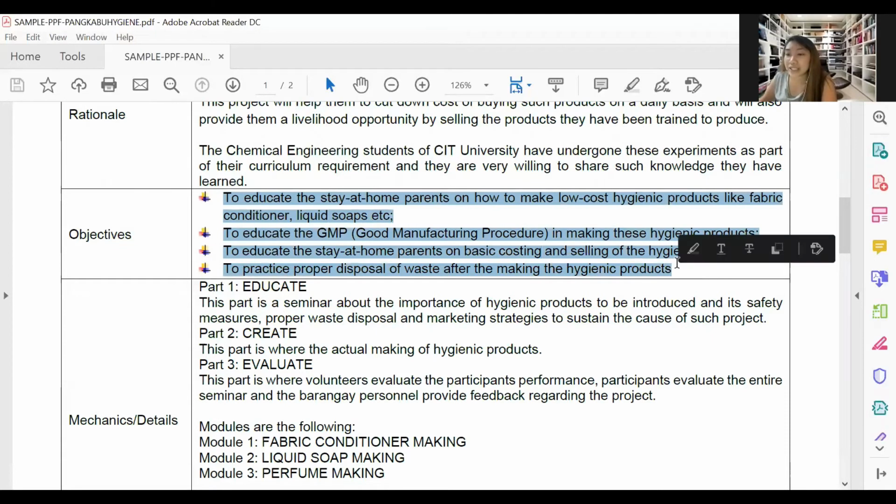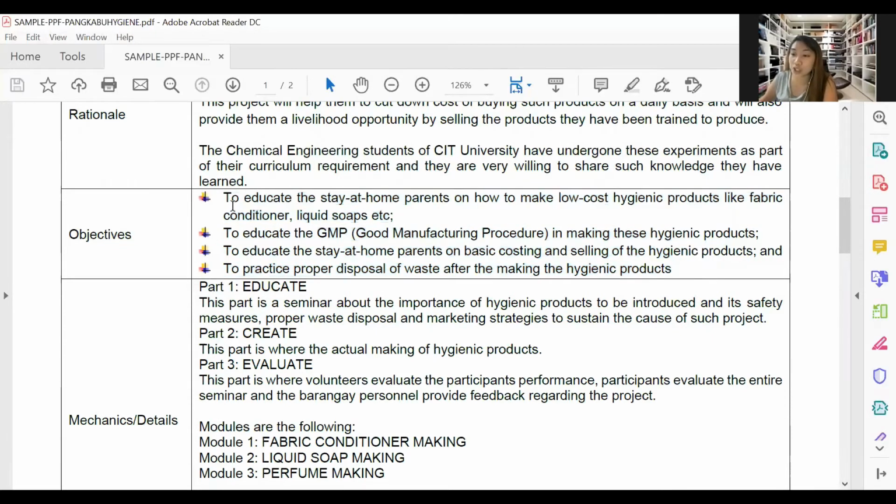So you have to specify your objectives. As much as possible, they should be in the proper sequence. The first one is to educate the stay-at-home parents, followed by educating them with regards to good manufacturing procedures as well.